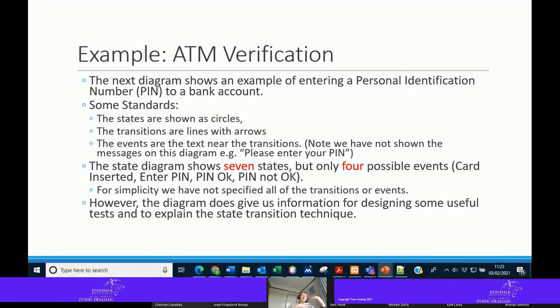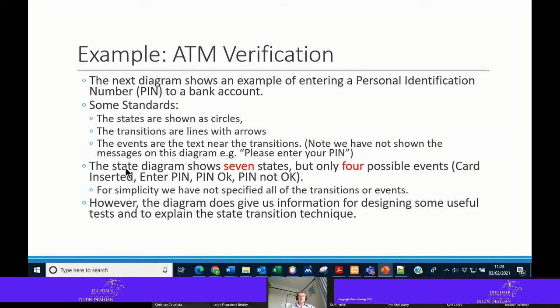So you're going from a logged in state to a logged out state if you hit the log out button. Events are the text near the transition. We note we've not shown the messages in this diagram, e.g., please enter your PIN.